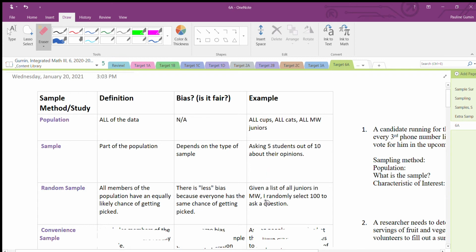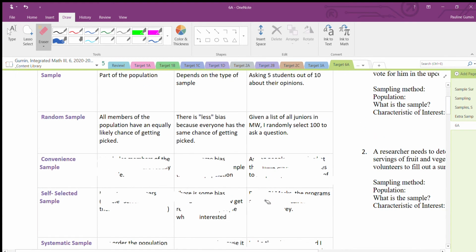For example, given a list of all the juniors in Morton West, I randomly select 100 to ask a question. So I put all their names in a jar, and I just pick, and I shake it each time and pick out a name. Everyone has an equal chance.